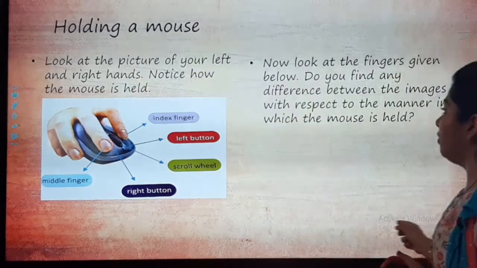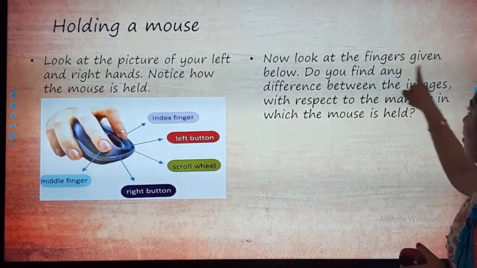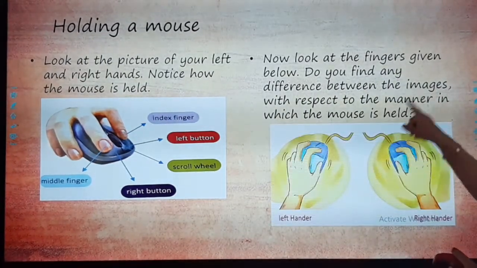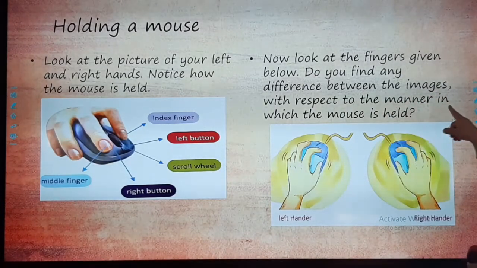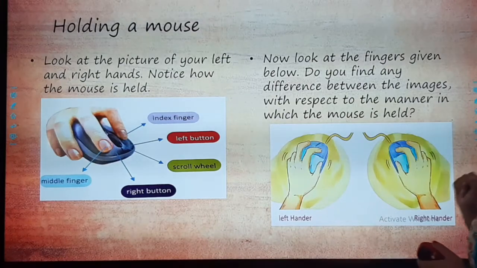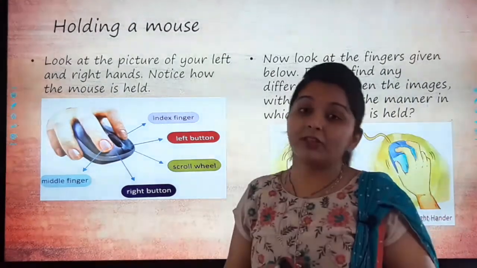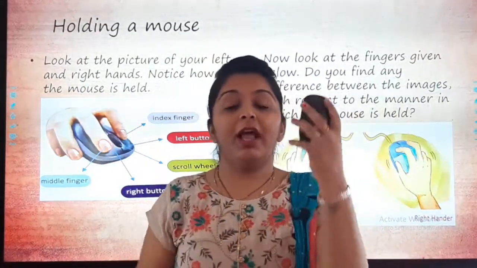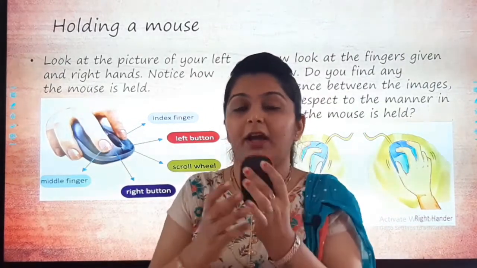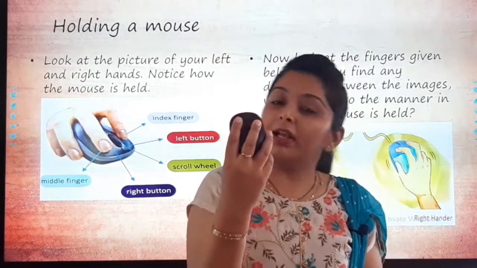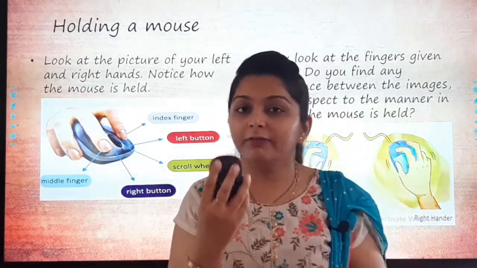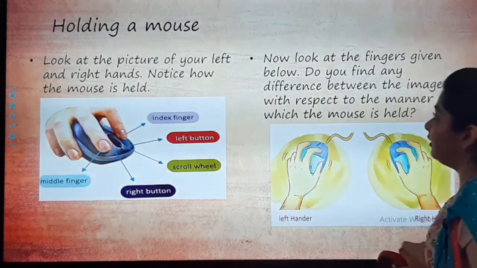See, now we will look at the picture also. Now look at the fingers given below. Do you find any difference between the images with respect to the manner in which the mouse is held? Just now I showed you the difference. Okay, a left hander will hold the mouse like this and the right hander will hold the mouse like this. Clear? Did you understand the difference? Okay, shall I move forward?